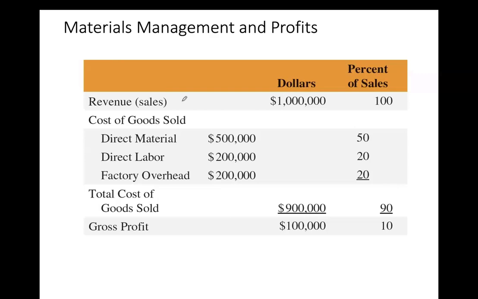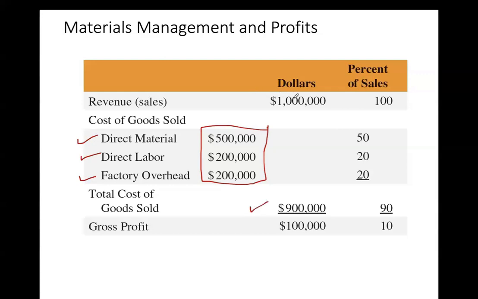Now, here's an example. A company's direct material cost is 500,000. Their labor cost is 200,000 and factory overhead is 200,000. And total cost will be the sum of these three costs. So 500,000 plus 200,000 plus 200,000 will be 900,000. So their total cost is 900,000.